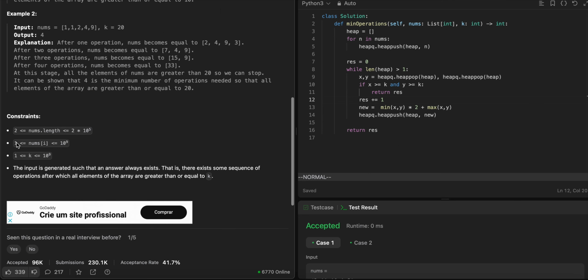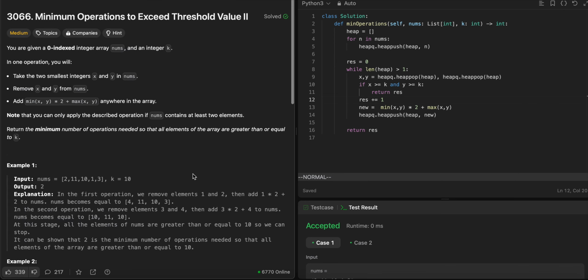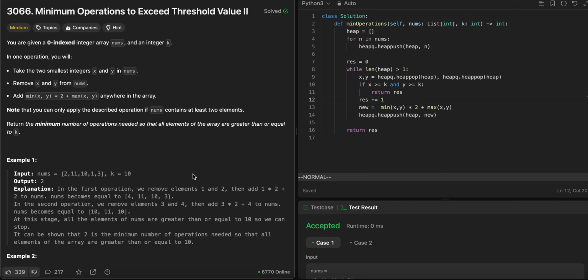So it says down below, the input is generated such that an answer always exists. So there's always going to be an answer, right? It's never going to break, really. So you're going to keep doing this equation, and if you don't believe me, you can try it yourself and it's always going to work out. You keep doing the equation, pushing, and then you're going to reach a point where both of the numbers you pop are greater than k.